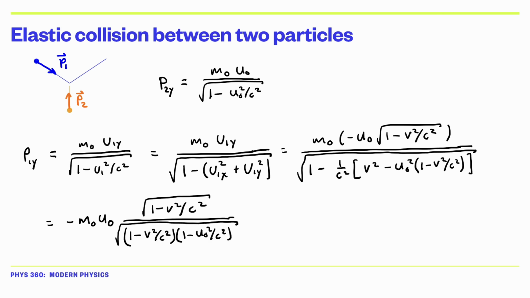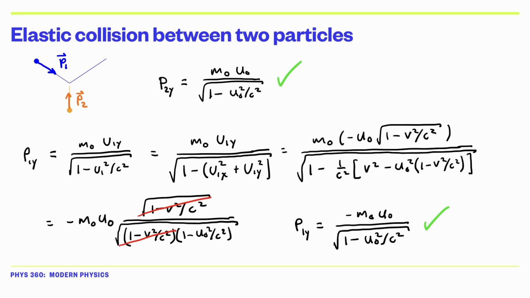The square root of 1 minus v squared over c squared term in the numerator cancels the term in the denominator. We find that p1y equals minus m naught u naught over the square root of 1 minus u naught squared over c squared. Thus we find that p1y equals p2y, just with a negative sign. So with our relativistic definition of momentum, we see that the y component of the momentum of Sally's ball is just equal to negative the y component of Sam's ball.